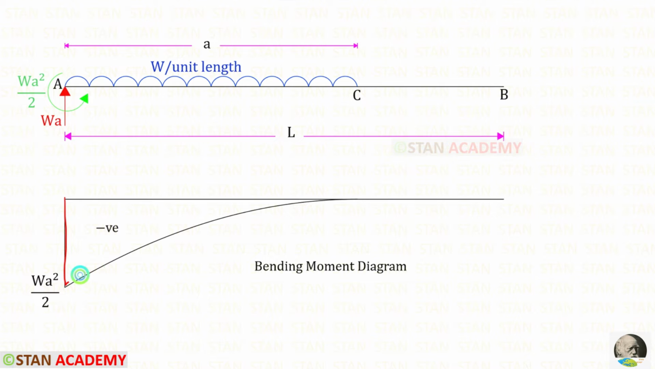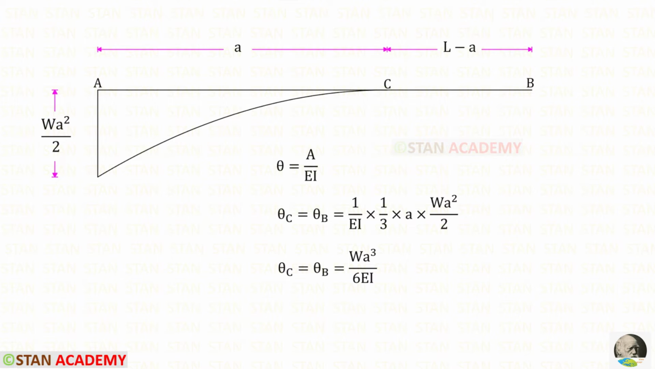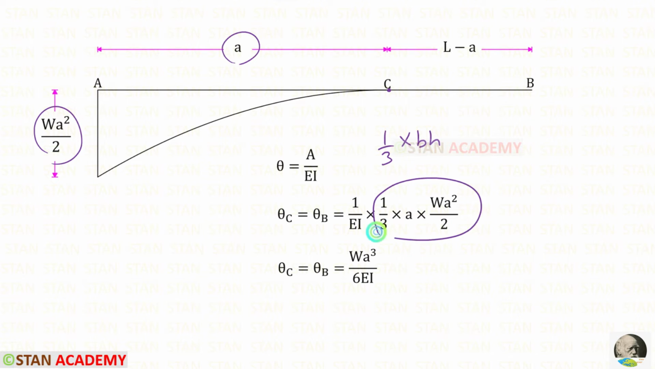The shape of the diagram will be a second degree parabola. Using this diagram, we can find the slope and deflection at the points C and B. We can use the moment area method. Using this formula, we can find the slope. First, let us find the slope at C. The area formula of a second degree parabola is 1 by 3 into b h. Here the breadth is a, height is wa square upon 2. So this is the area.